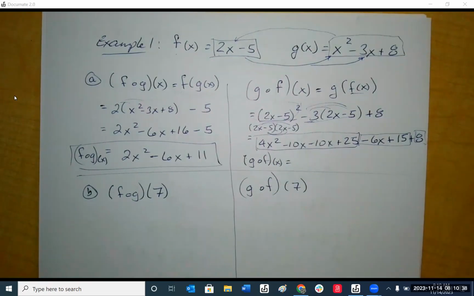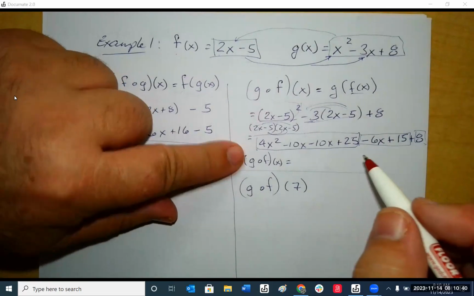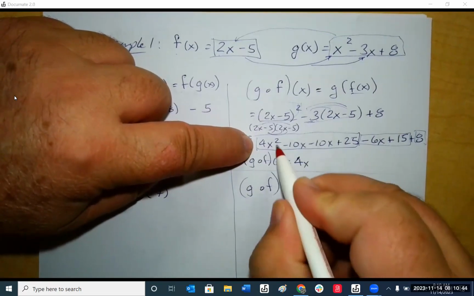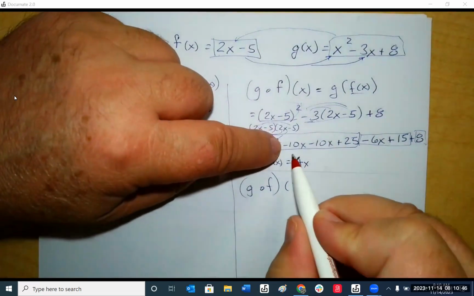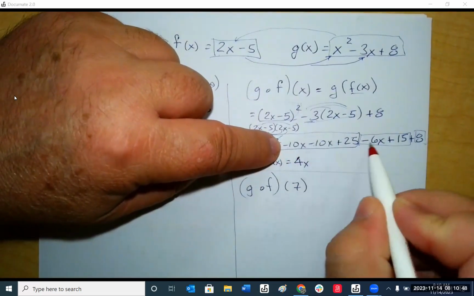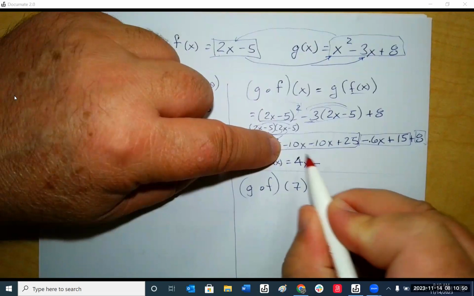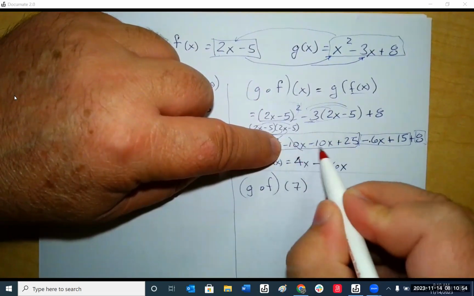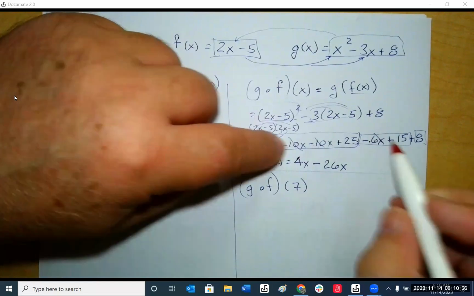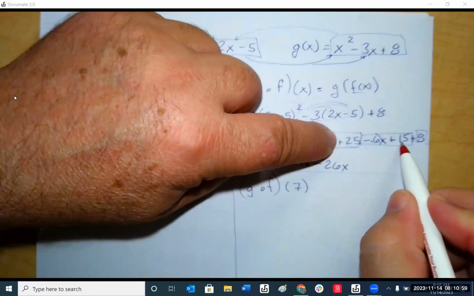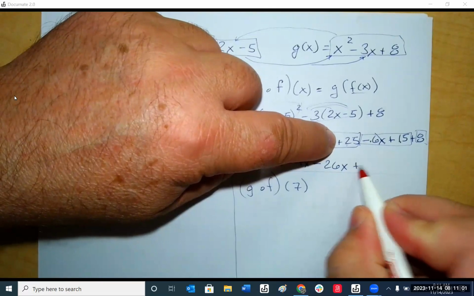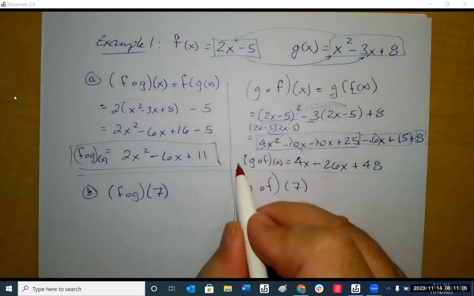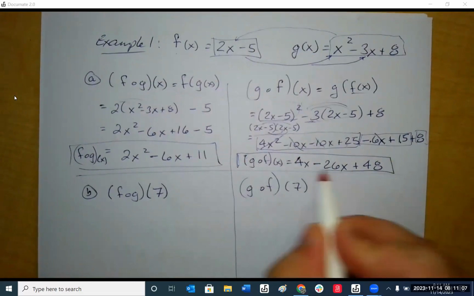Now combine like terms. We have 4x squared, with negative 10, negative 10, negative 6, 26x, so it takes care of the x's. 25 plus 15 is 40, plus 8 is 48. And there's your answer.